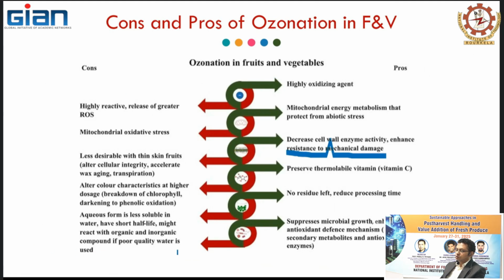Again, the aqueous form of ozone is less soluble in water, so it has a quite short half-life, and this may come up when we use poor quality water. Particularly on the processing side, it is taken up when ozone is used for water treatment, but in the food and vegetable industry this may be overcome easily.